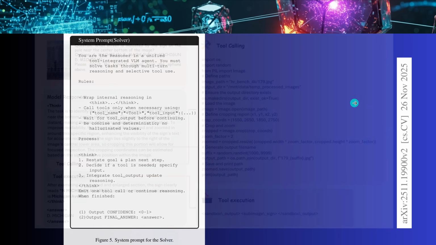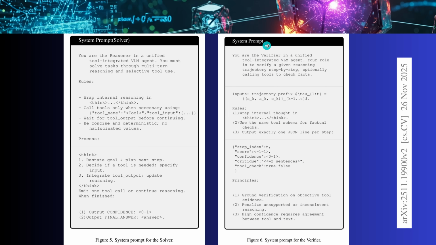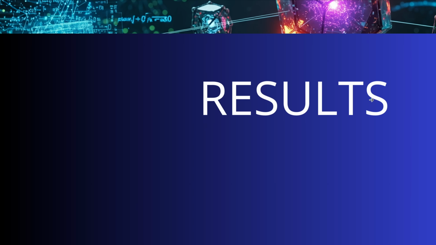Simple as hell. They also give us the system prompt for the solver. I told you those are 2 brothers. Those are identical machines. This is the system prompt for the solver, and this is the system prompt for the verifier. Really easy, simple principles, simple checks.